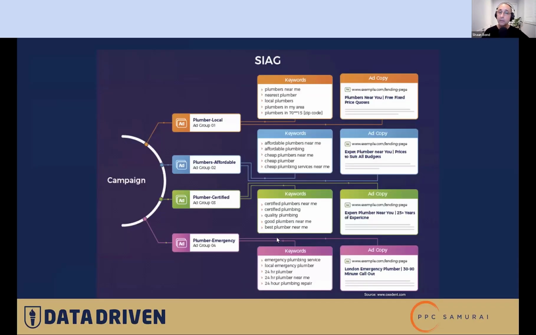Here's an example of a single intent ad group within a campaign, sorry. So we've got our local plumber. So we've got local plumbers, affordable plumbers, certified, and emergency. So these are, if you are a searcher looking for one of these sort of categories, you're looking for something quite specific. The words you use to convey that to Google will be search terms that might be like this, for example. So, I'm looking for plumbers in my area. Well, that's someone genuinely looking for a local plumber, or plumbers near me, all those sorts of things.